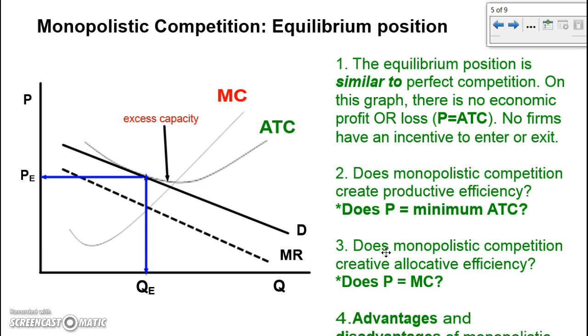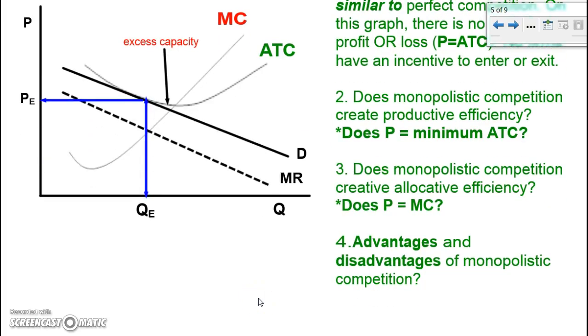Are they allocatively efficient? Is the price equal to marginal cost? No, we actually have excess capacity, because between this price on the demand curve and this marginal cost line, we have places where the firm could sell more above the marginal cost of production. So the price is actually quite a bit higher than marginal cost. We could produce quite a bit more to be allocatively efficient. So they're neither productively efficient nor allocatively efficient.